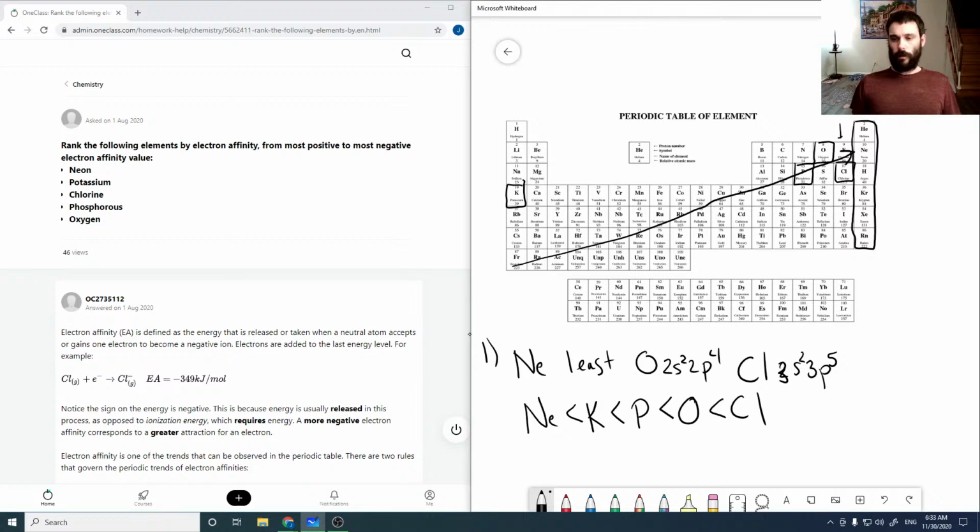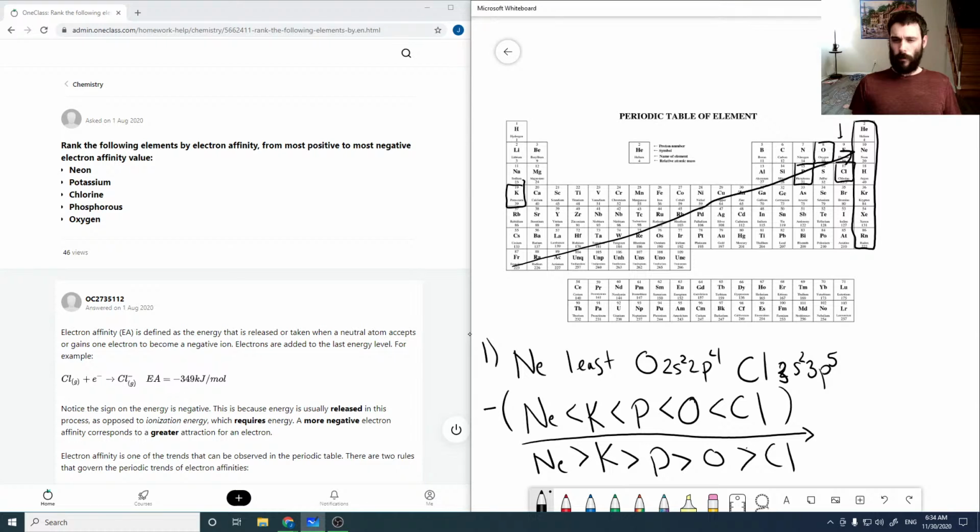Okay, so this is in a negative order. Right, so if we're looking at most positive to most negative, then it'd be actually the reverse. So positive to negative. Although this is 0 and they're all negative.